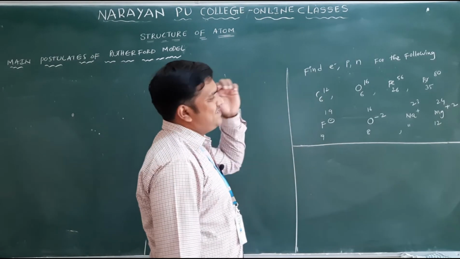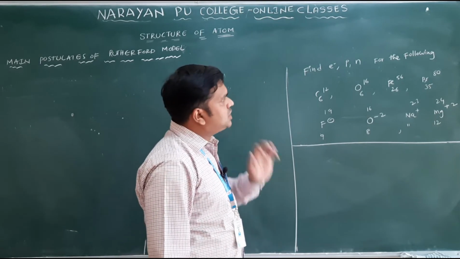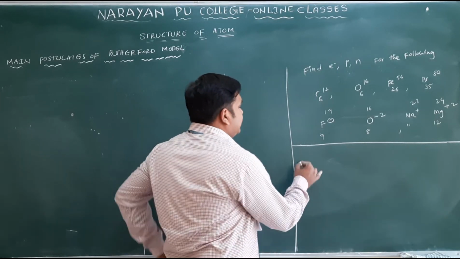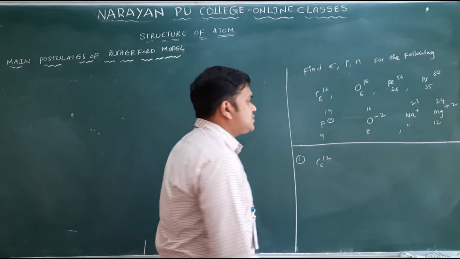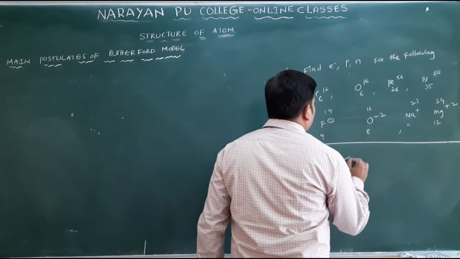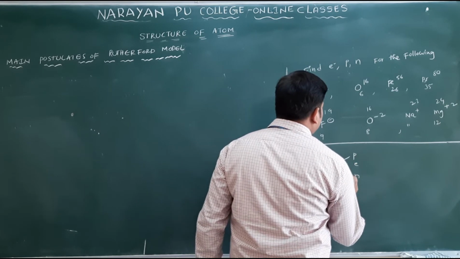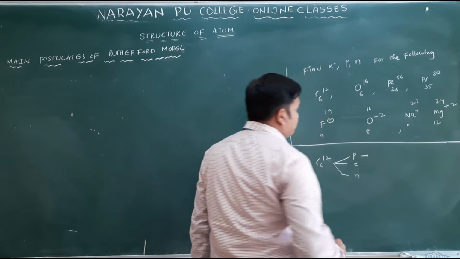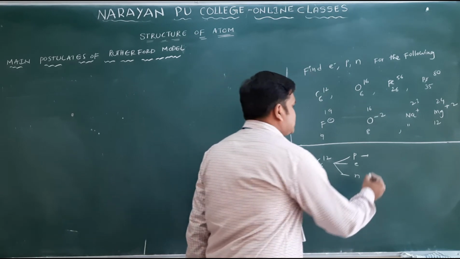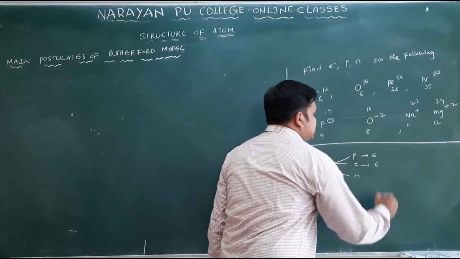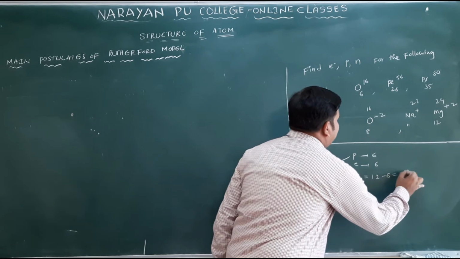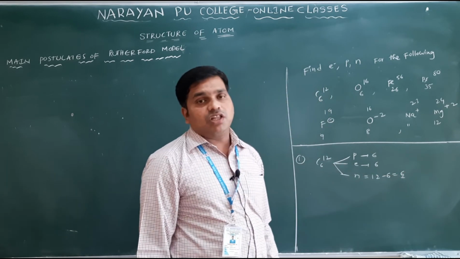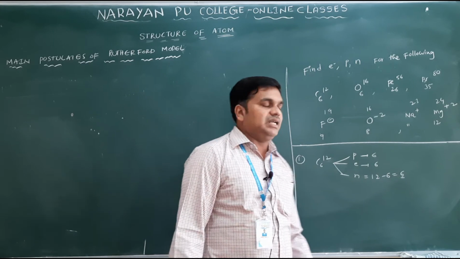In this example, find the electrons, protons and neutrons for the following. The first one is carbon, 6 and 12. Protons means the atomic number, which is 6. It is a neutral particle, so electrons are also 6. The number of neutrons is 12 minus 6, which is 6. The formula is N is equal to A minus Z.